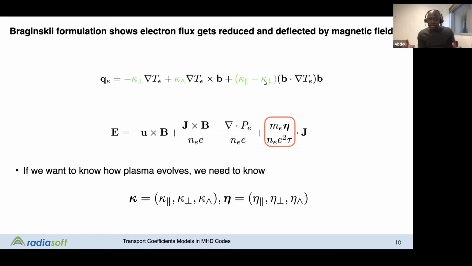So for an anisotropic system, when the magnetic field is important enough, the amplitude of these different coefficients will have a huge impact in the way energy is exchanged or transported.